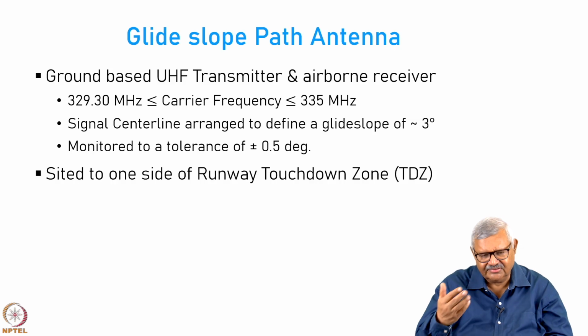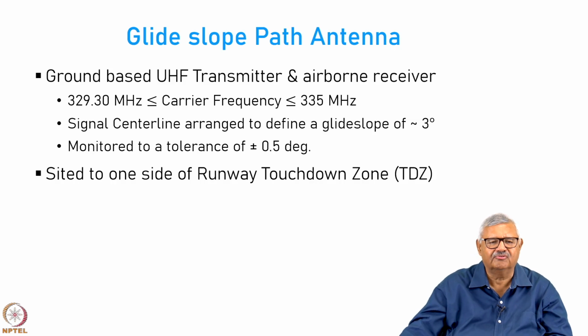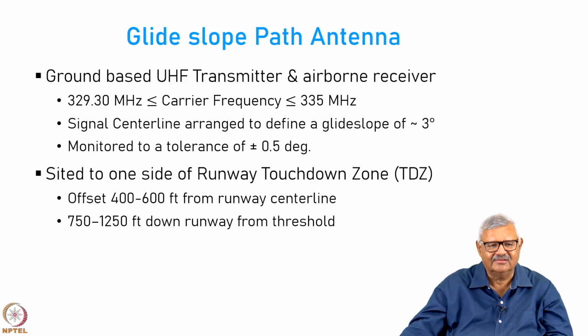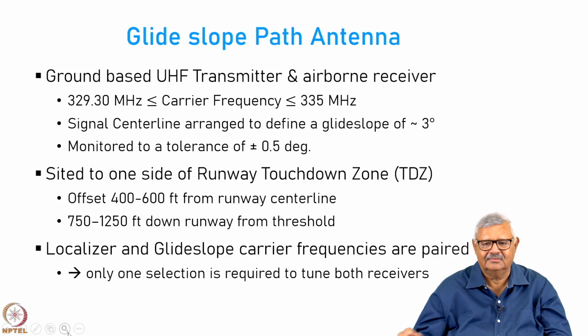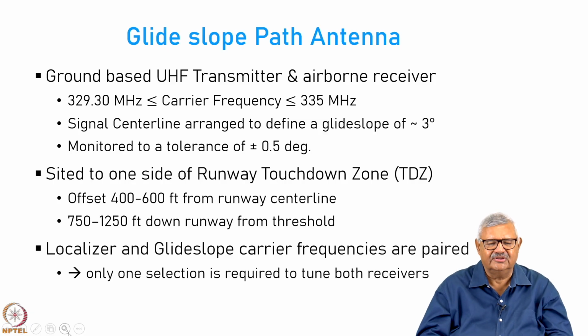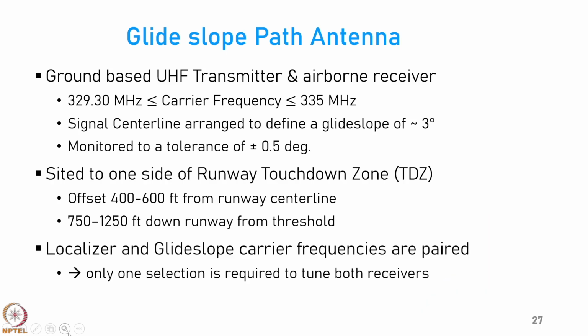As I mentioned, this is sited on one side of the runway touchdown zone, generally on the left hand side as the pilot sees. The offset could be about 500 feet from the runway center line and around 1000 feet down the runway from the threshold. That is where it is normally located. These two frequencies of the localizer and the glide slope are paired because we want to tune the receiver so that only one selection is required to tune both the receivers.